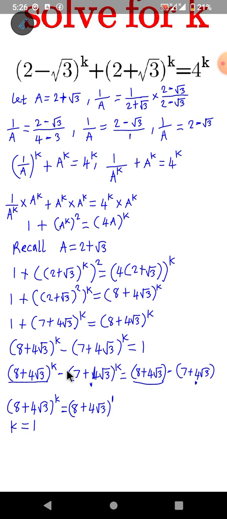So now let me compare this and this. So I can say that 7 plus 4 root 3 raised to the power of k equal to 7 plus 4 root 3. Now this is the same thing as raised to the power of 1, so I'll put raised to the power of 1 here. Now on comparing both sides, they have the same base, so we can equate the power, so we can say k is equal to 1. So therefore my solution to this radical equation is that k is equal to 1.